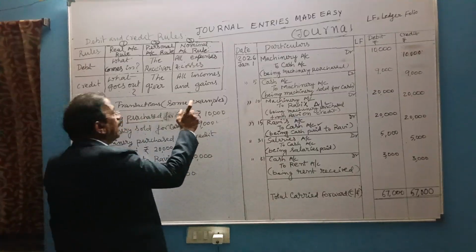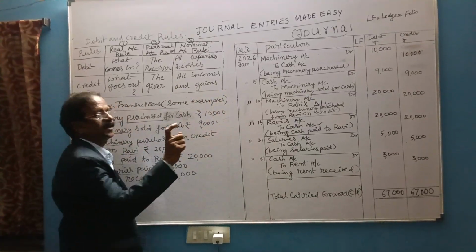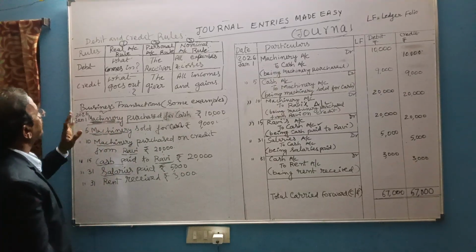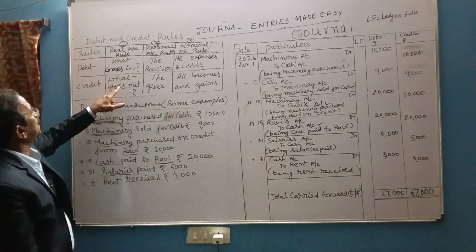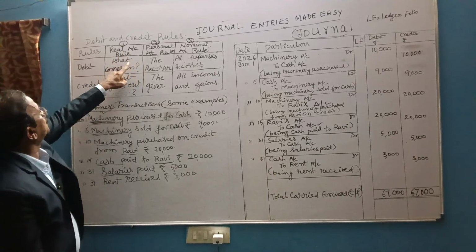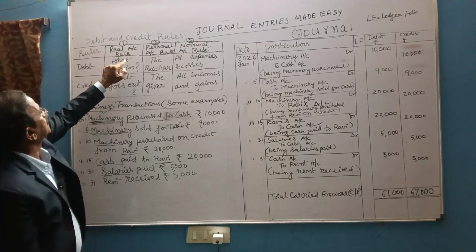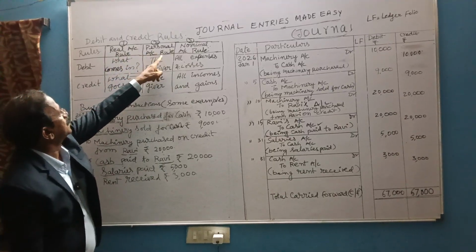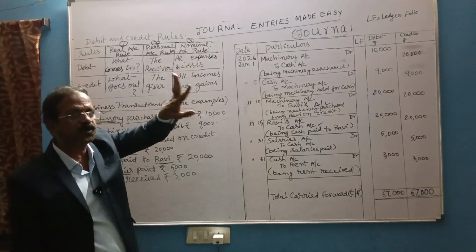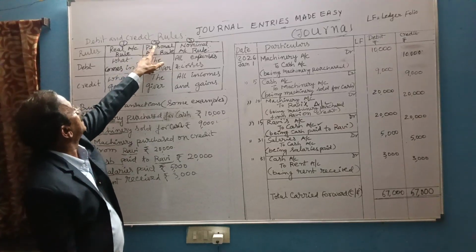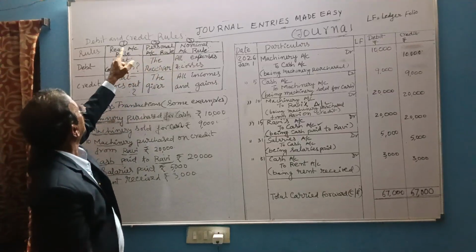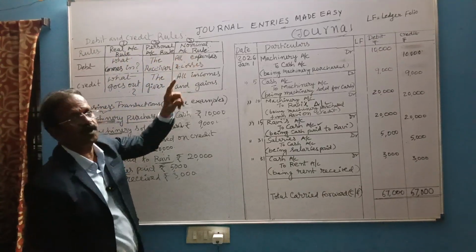For identifying what is a debit item and what is a credit item in a business transaction, you have to put these questions to yourself. Here there are three types of rules: real account rule, first rule; personal account rule, second rule; nominal account rule, third rule. But in the books, generally they say personal account rule first, then real account rule, then nominal account rule.